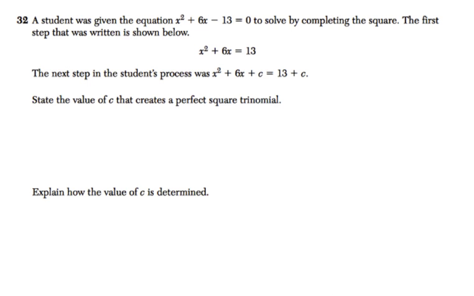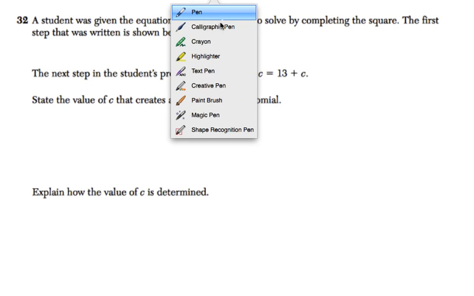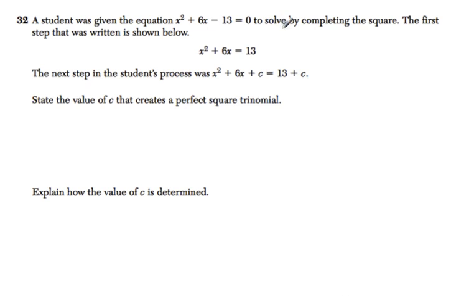Okay, our last question in part 2 has us taking a look at an equation. It says a student hypothetically was solving this, and he was completing the square. The first step he did was add 13 to both sides. It shows it right down here.